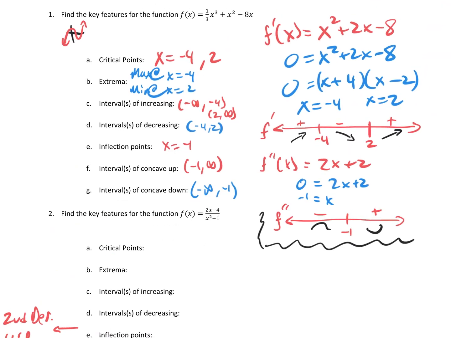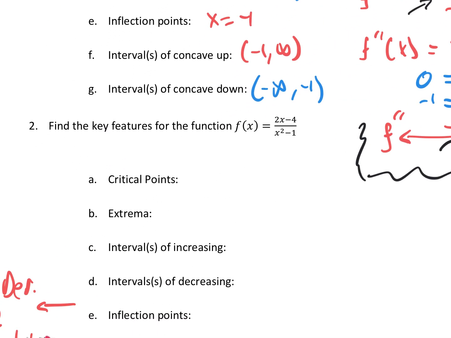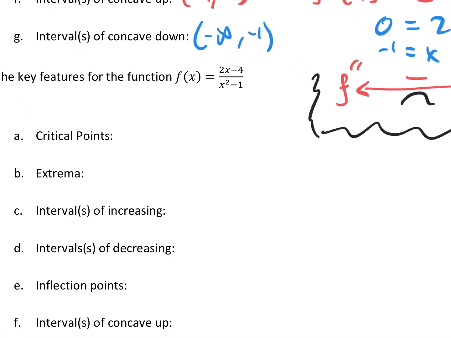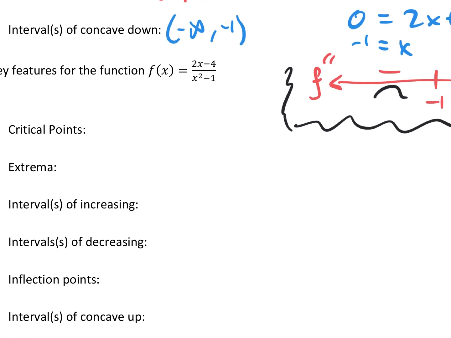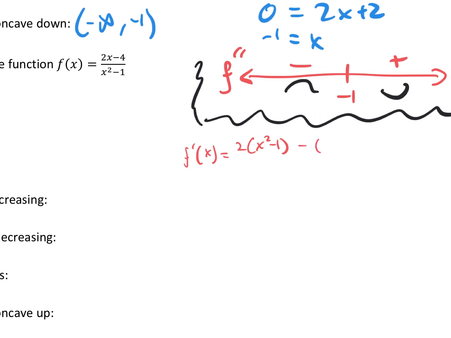So we've got a rational function here, 2x minus 4 over x squared minus 1. We're going to need a derivative here. So let's go ahead and find our derivative. F prime of x. We're going to need quotient rule. Derivative of the top times the bottom minus the top. Don't forget your parentheses here. Times the derivative of the bottom. Derivative of the bottom is just 2x. You don't need parentheses there, of course. Divided by x squared minus 1.